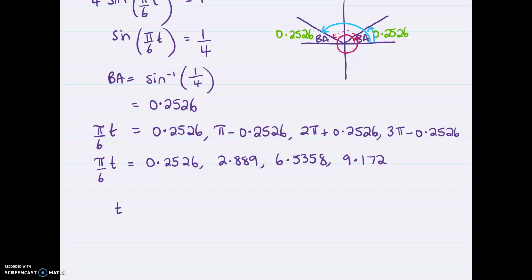I just need t. So to each of these answers, I need to times by 6 and divide by pi. Because if I'm bringing the 6 up to the other side, it's the opposite. It's multiplied. And to get rid of the pi off the left, it's the opposite and divide. So I'm going to do the same with each of them. You don't have to write this line of working. I'm just showing you where it came from.